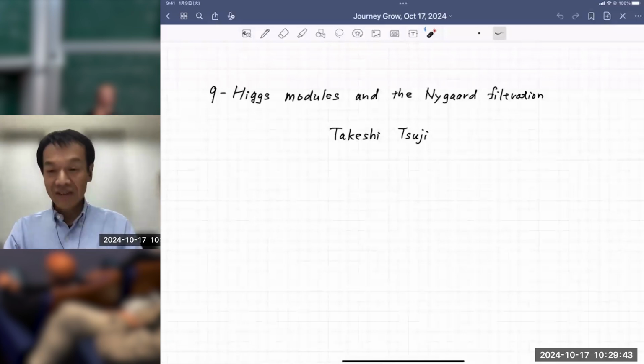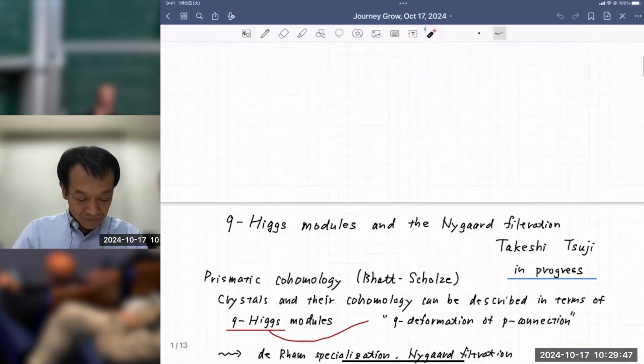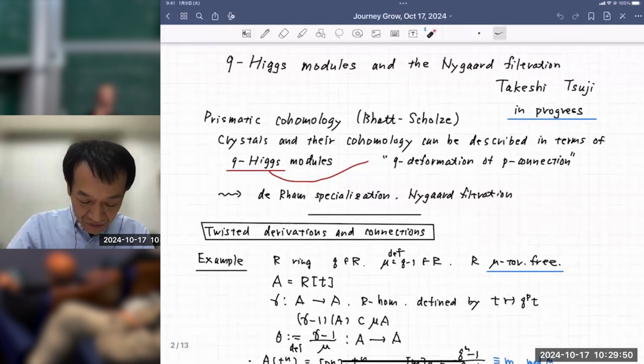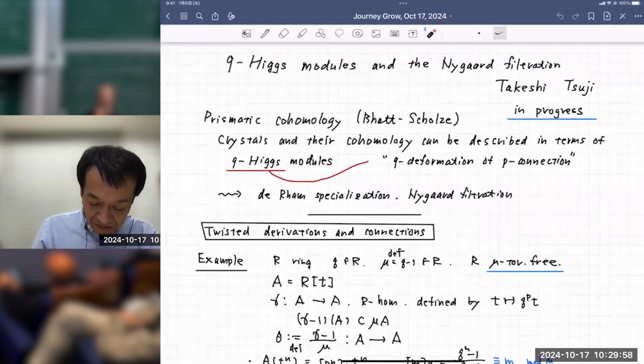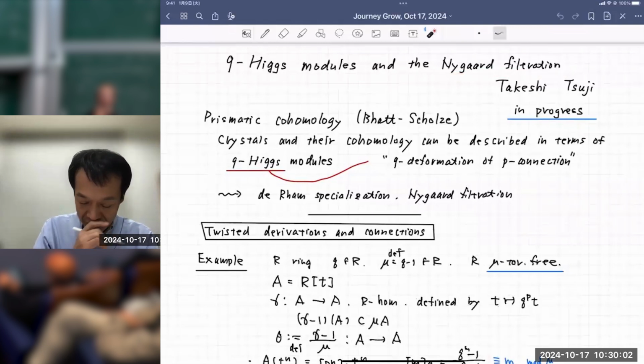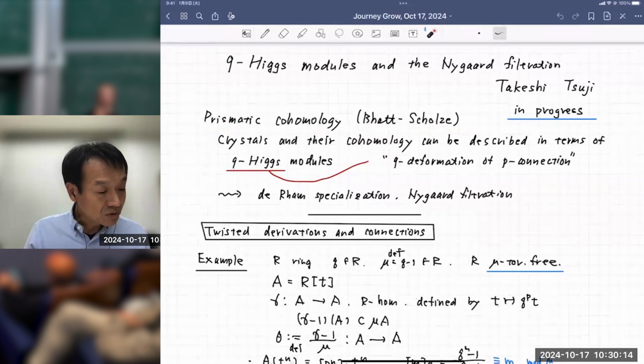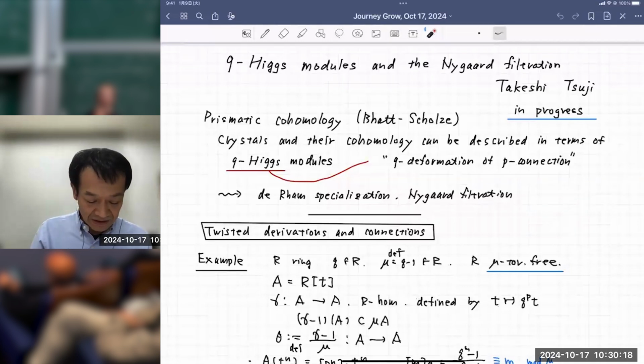Okay, so now I will start my lecture. Today I will talk about something about the Nygaard filtration on the prismatic cohomology with coefficients in crystals. Prismatic cohomology was introduced by Bhatt and Scholze. The paper was put on arXiv maybe around 5 or 6 years ago, and now it's quite famous. The crystals and their cohomology on this prismatic theory can be described in terms of q-Higgs modules. Here, q-Higgs modules means q-deformation of a p-connection.